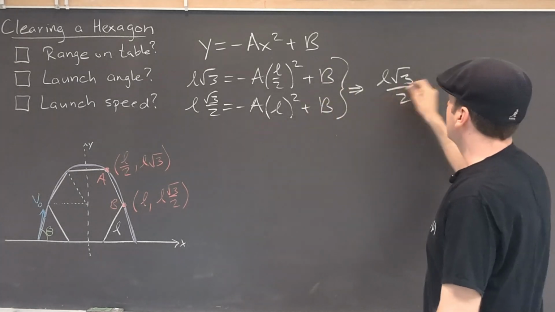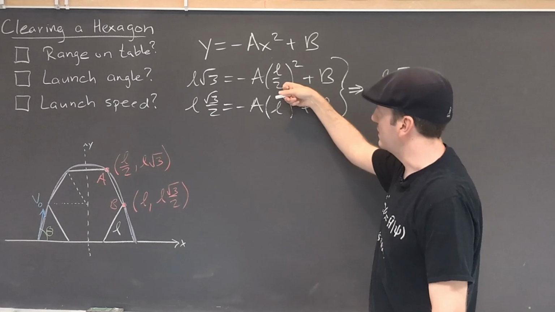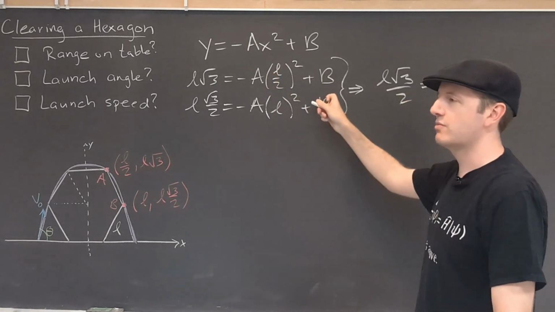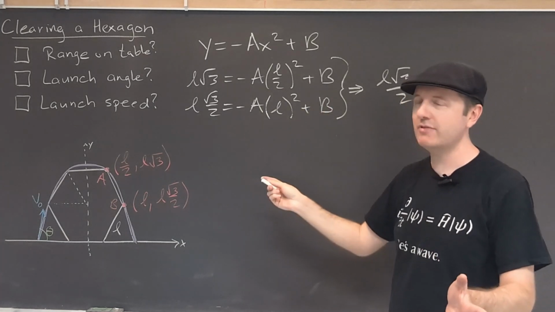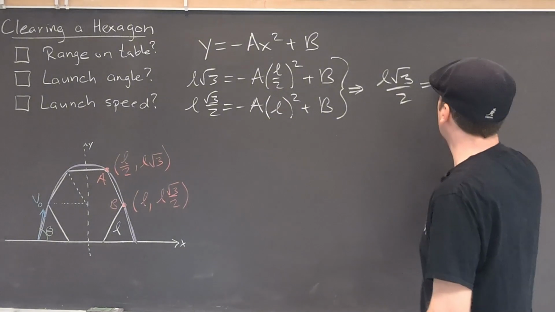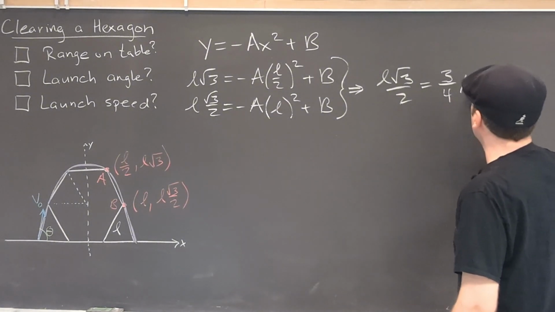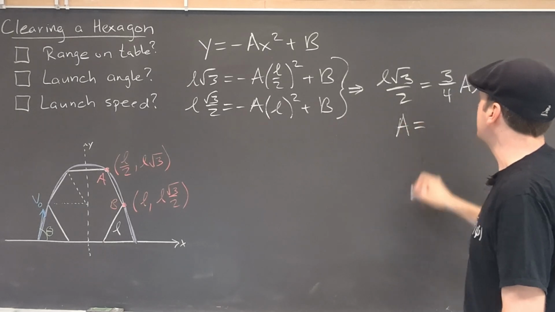On the right-hand side, like I said, the b's cancel out, and I'll be left with 1/4 negative AL squared minus negative AL squared. Watch out for the double negative there. That's going to end up giving us basically 1 minus 1/4, which is 3/4 AL squared. And from this, we can very quickly write down what A is.